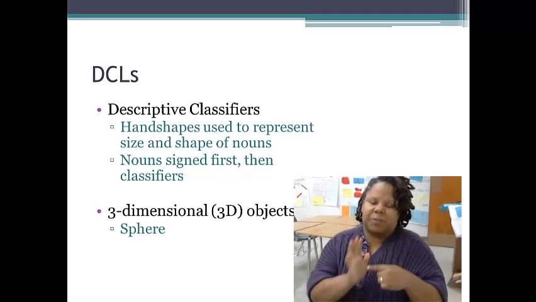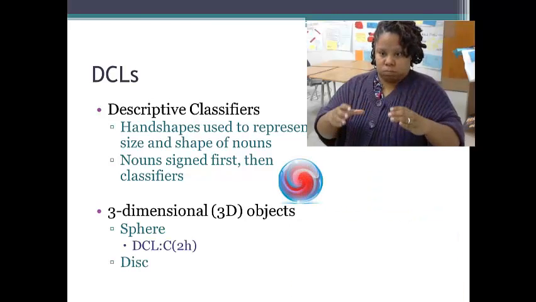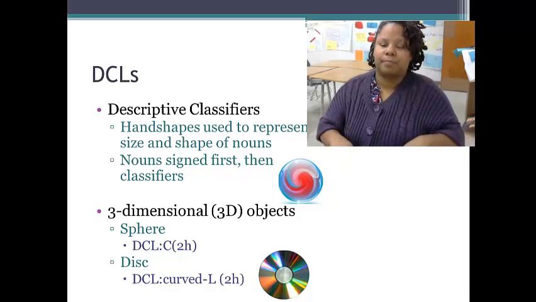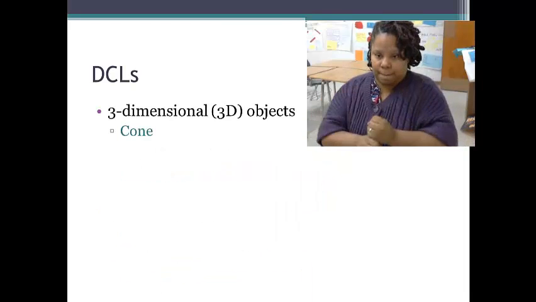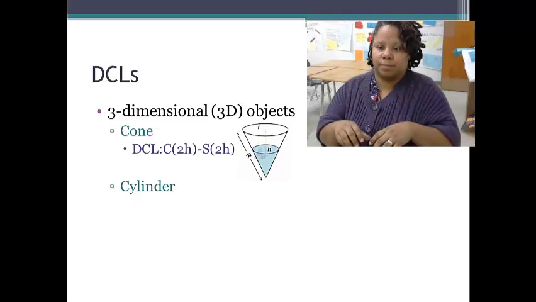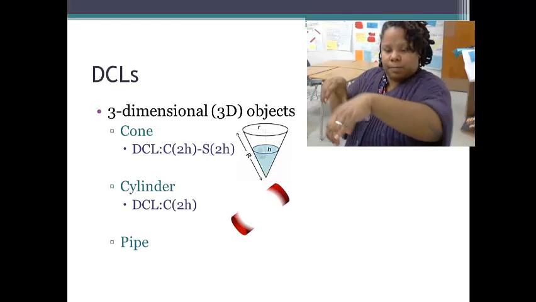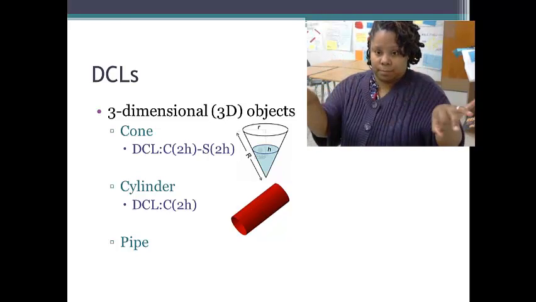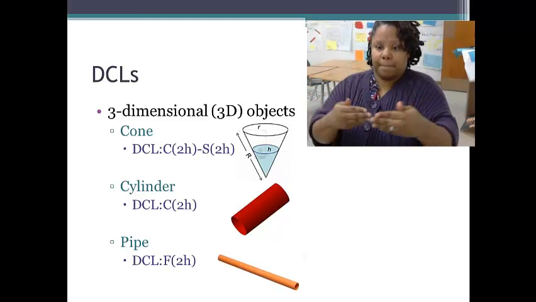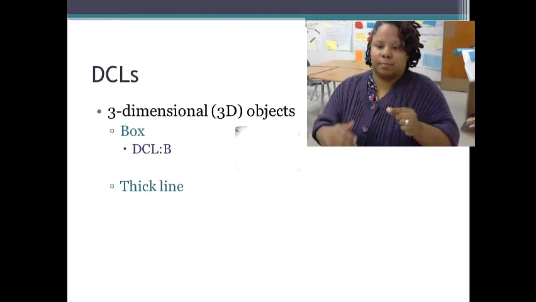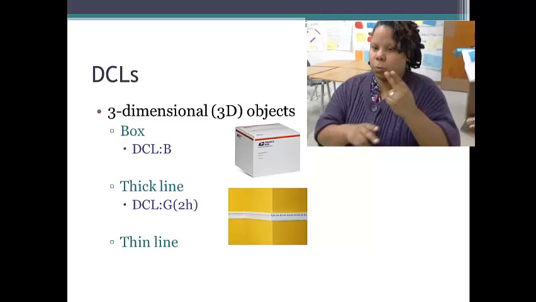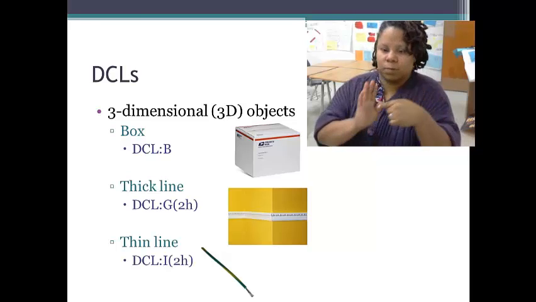For a sphere, we would use DCL hand shape C, 2 hands. For a disc, we would use DCL curved L, 2 hands. For a cone shape, we would use 2 hand shapes, DCL C hand shape, 2 hands, then goes down into 2 hands S hand shape. For a cylinder, we would use DCL C hand shape, 2 hands. For a pipe or something similar to a pipe, which is smaller, we would use DCL F hand shape, 2 hands. For a box, we would use DCL B, 2 hand shape. For a line, a thick line, we would use DCL G, and for a very thin line, we would use DCL I.